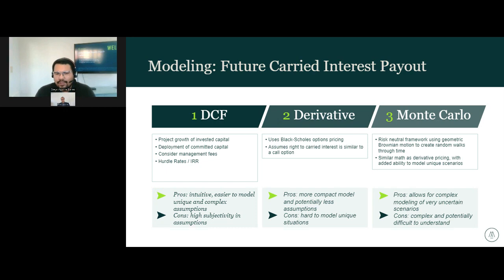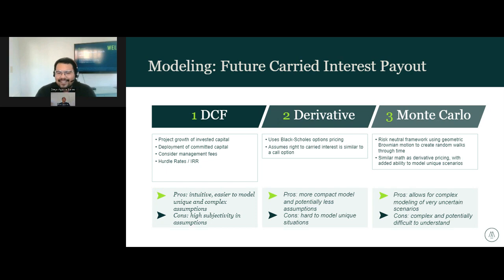Now, the next method is the derivative method that treats the carried interest value as a call option. There's less subjectivity from the standpoint that we are not modeling out several years of cash flows as we do in the DCF method, but there are, however, assumptions that need to be considered, such as volatility or time to exit. This method is also less customizable, which makes it trickier to incorporate multiple scenarios or situations. The math behind this method is based on the Black-Scholes option pricing model, which I will not go over because I've been told it's the quickest way to have people log off the webcast.